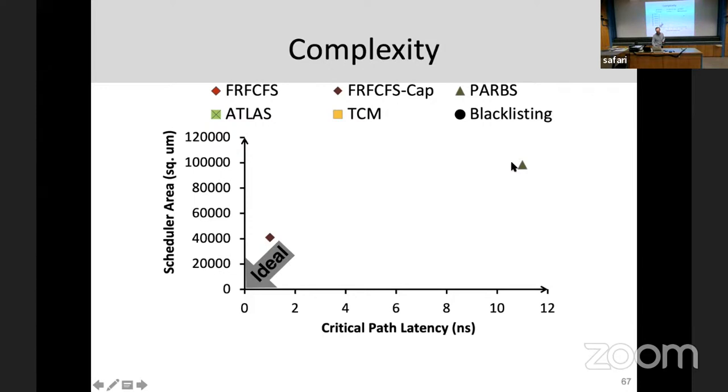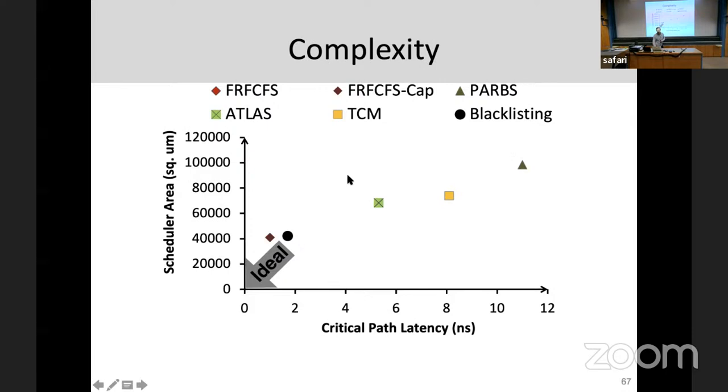This is Atlas. This is TCM. Take this with a grain of salt. These are not completely optimized. I mean, we didn't basically spend months to optimize each of the schedulers, clearly. But that's also a metric, right? If you keep spending months to optimize a scheduler, that's probably a complex scheduler. It's going to take some time to verify it, design it, make it work, etc.